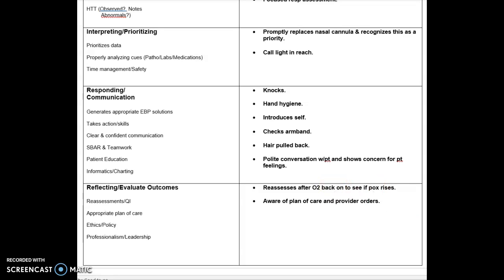Next, we're going to watch a video of a different student and again use the template to see what types of student behaviors and performance we are cued into.